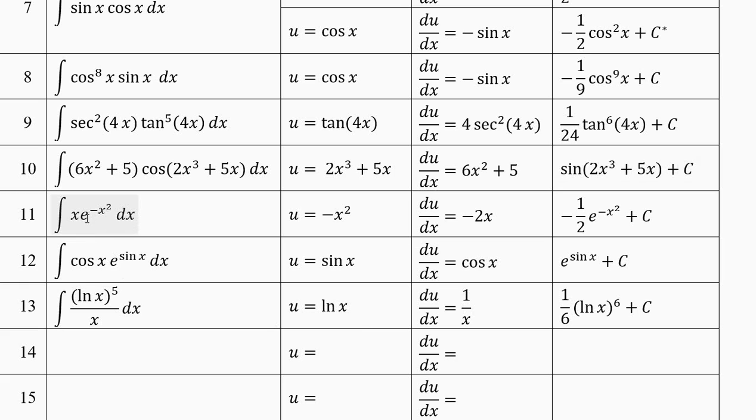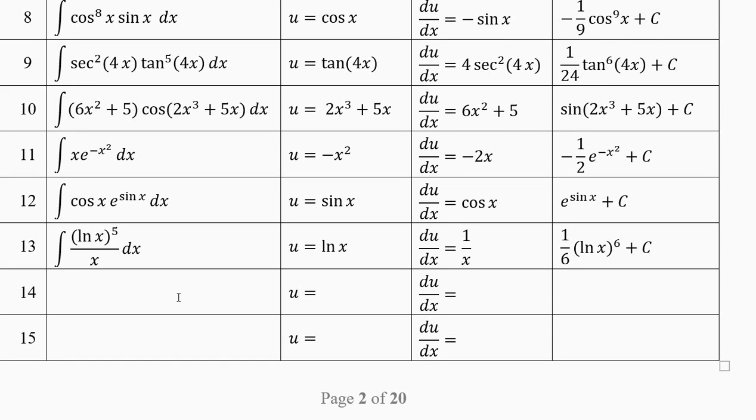Now, the 11th example is x into e power minus x squared. This function has a name. It is called the Gaussian. It is the exponential of minus x squared. Now, u equal to minus x squared, du by dx is minus 2x, and the x is sitting here. You have to manage the minus 2, and your answer will be minus half e power minus x squared plus c.